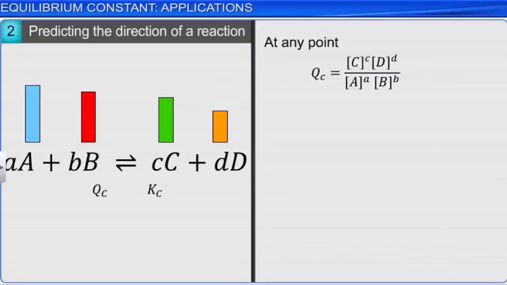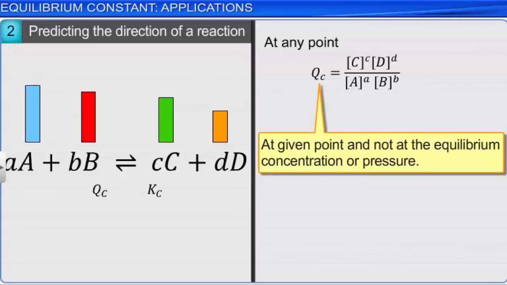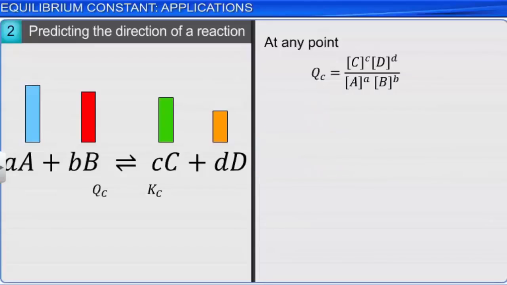However, it is important to note that the reaction quotient is calculated using the concentrations or pressures at a given point of time in the reaction, and not the equilibrium concentrations or pressures. For a general reaction of the type a moles of reactant A and b moles of reactant B, reacting to give c moles of product C and d moles of product D.